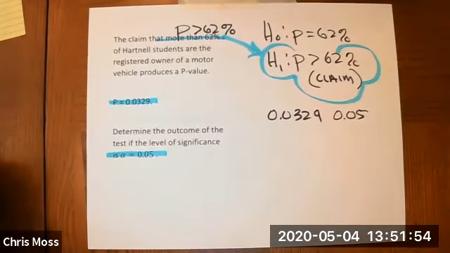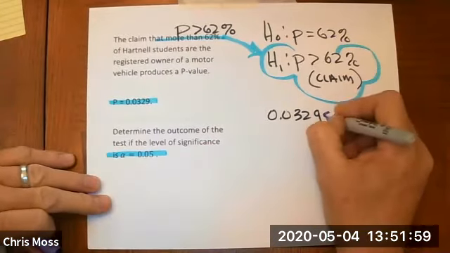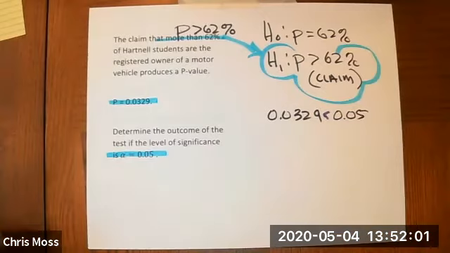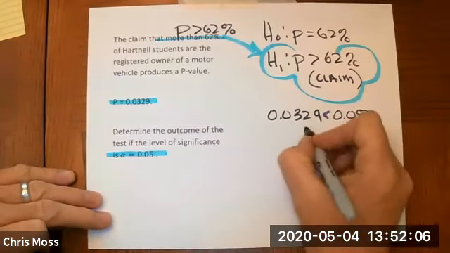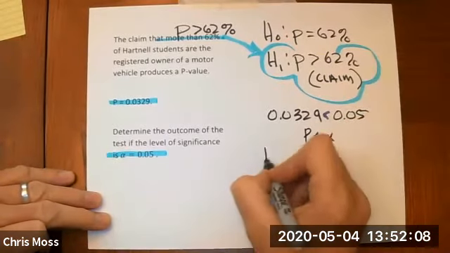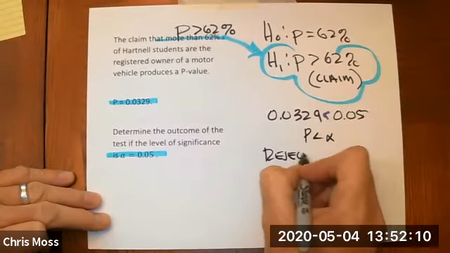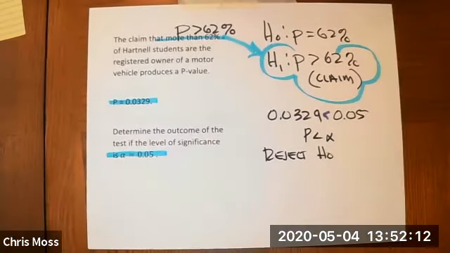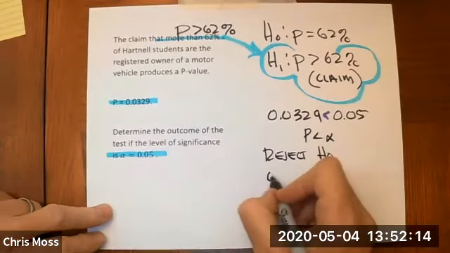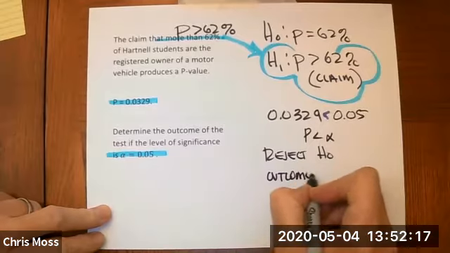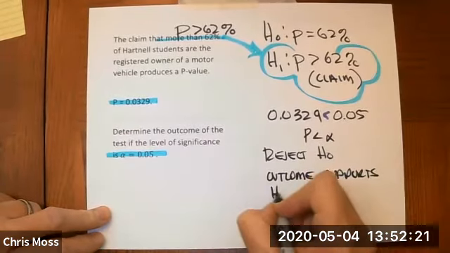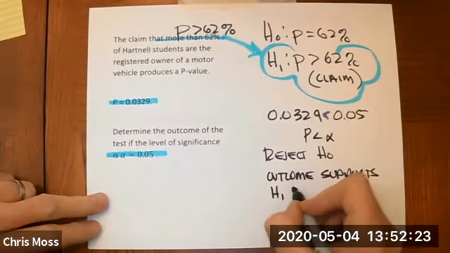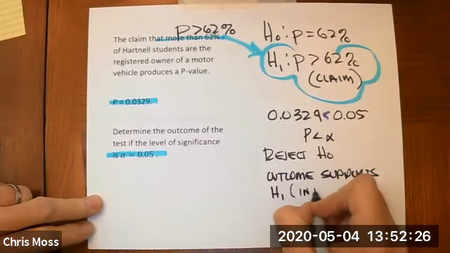So this inequality, let's see, 0.0329, that's the p-value. That is less than the alpha of 0.05. So when p is less than alpha, that tells us that we will reject H naught. So in this case, the outcome supports the alternative hypothesis, which is the initial claim.